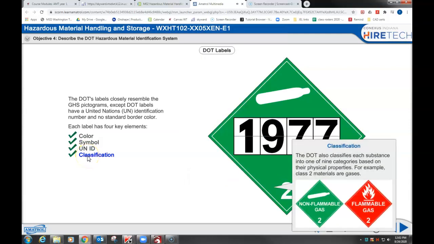The DOT also classifies each substance into one of 9 categories based on their physical properties. For example, Class 2 materials are gases.